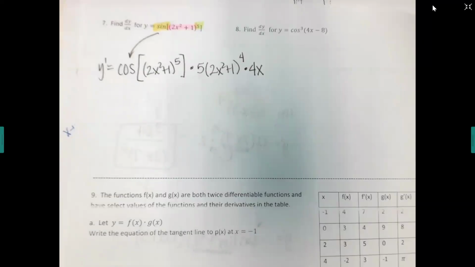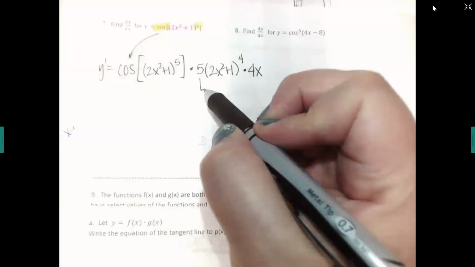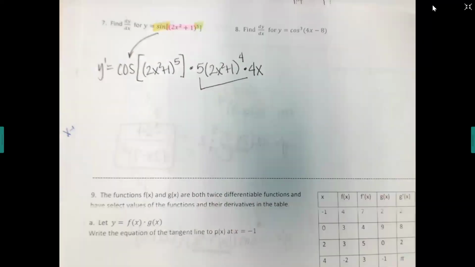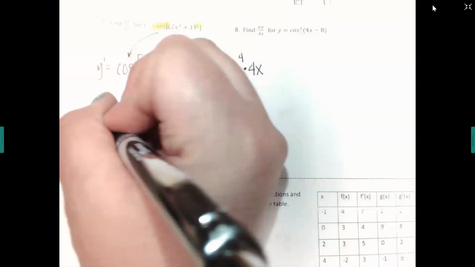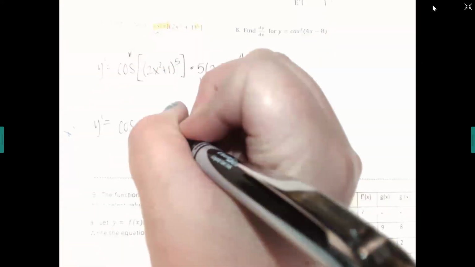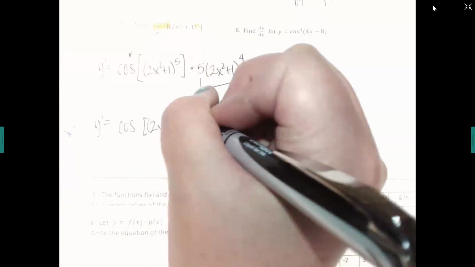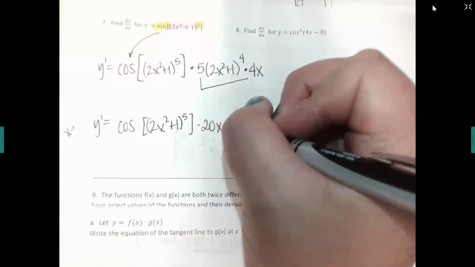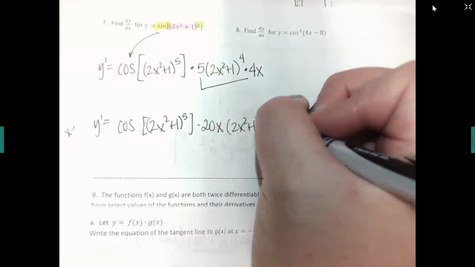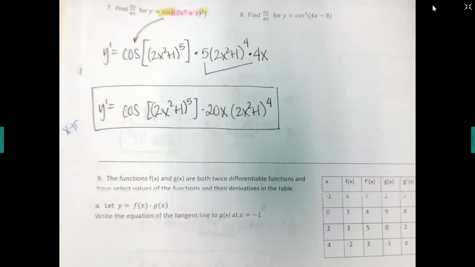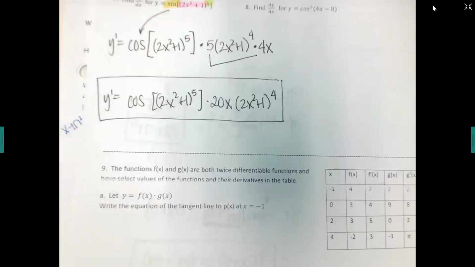Then remember the only rewrite that you would really need to do there is the 5 and the 4x, you can times those. So 5 times 4x would give us a what? 20x. So it'd be cosine of 2x squared plus 1 to the 5th, and then a 20x times 2x squared plus 1 to the 4th. Now, if you wanted to put the trig at the back, I don't want to rewrite it, but usually they put the trig at the back. Okay, you kind of get the idea? We remember this from last time?